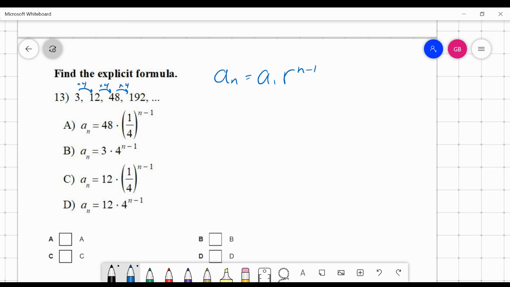So here's the formula that we need to write. N, just leave it as n. The first term is 3, it's given. And then the common ratio is 4 to the power of n minus 1. And that's going to be this option here.